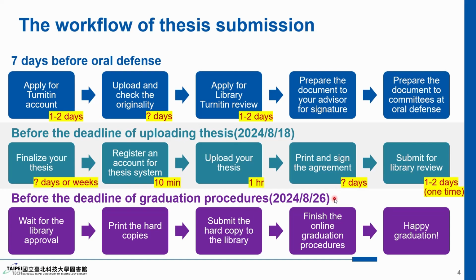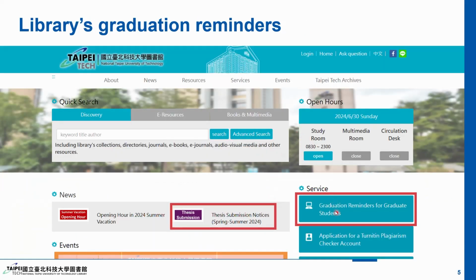For this year, the final graduation deadline is August 26th, so the thesis upload deadline is August 18. All the timing details and related information will be posted on the Graduation Reminders for Graduate Students webpage, and we also regularly update the announcement each semester during graduation season. If you have any questions, make sure to check there first.